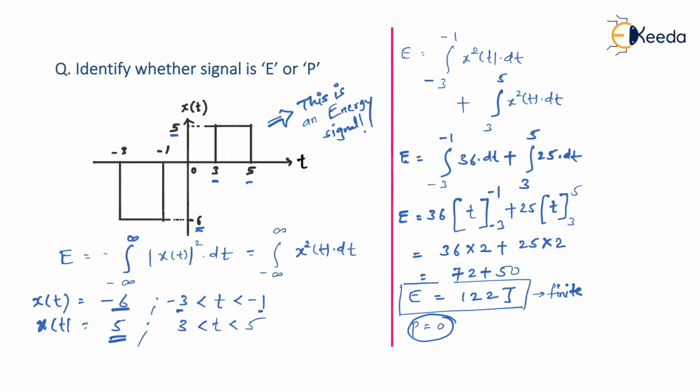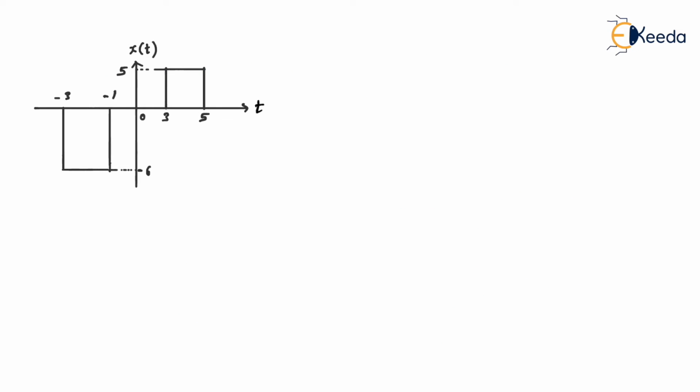I'll be solving the same problem but by some other approach. That is what we call a graphical approach. So this is the analytical approach I have followed. Now I'll go for a graphical approach. So let us understand how to apply a graphical approach here. The same example I have taken. We know that the energy formula says integration over minus infinity to infinity x square of t dt. So it demands to square the signal first. Am I right? So let me just square the signal.